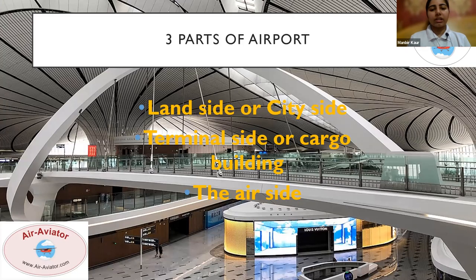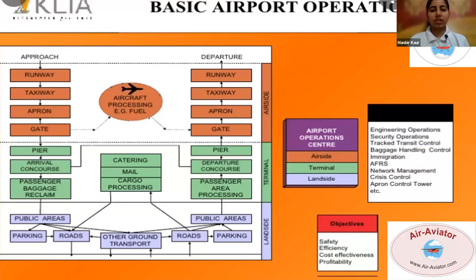Okay, now we will look into the different parts of the airport. The first is the land side or the city side. The second is the terminal side or the cargo building, and the next is the air side. This is the brief description of the three: the air side, the terminal, and the land side. Here at the top, marked as brown, is the air side operations. Then come the greens, which are all the operations performed at the terminal. Then these are the operations performed at the land side.